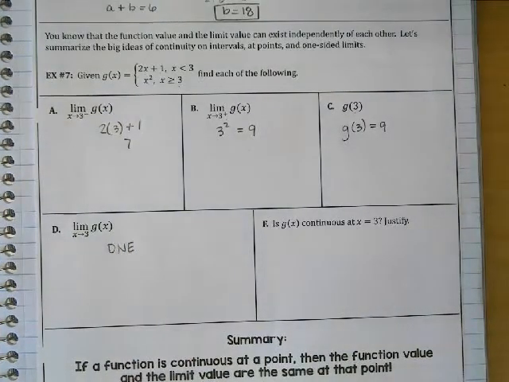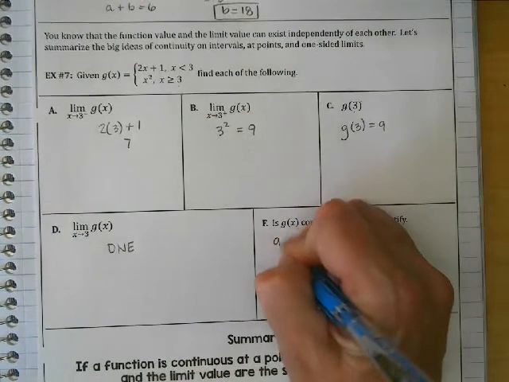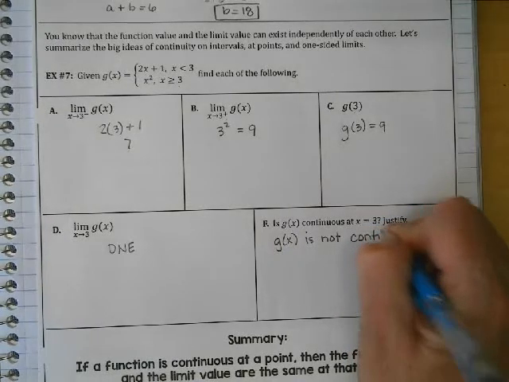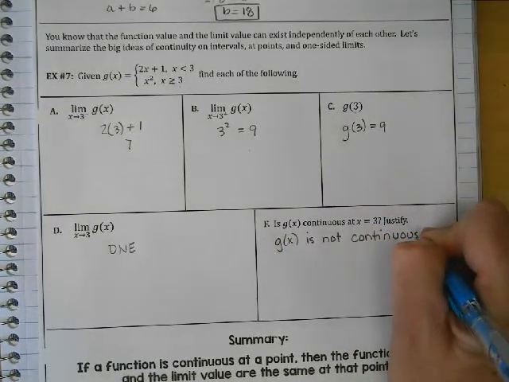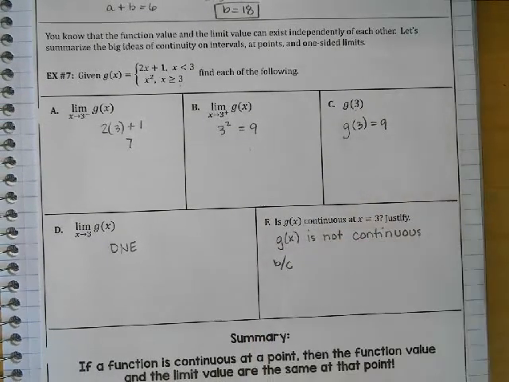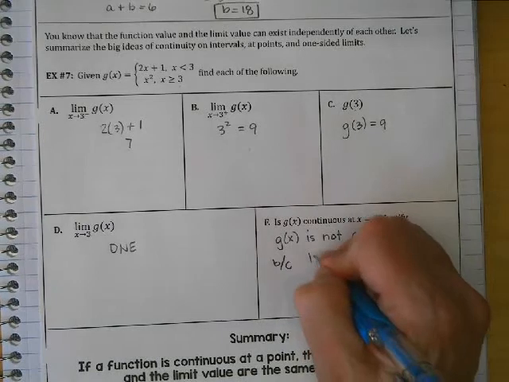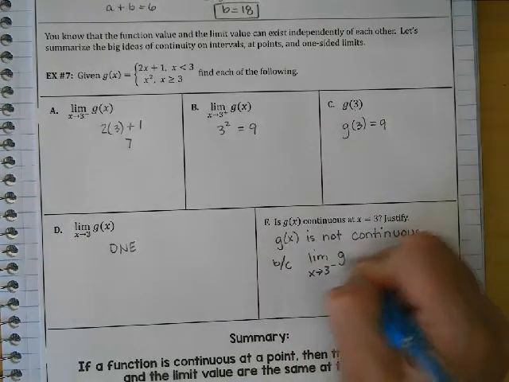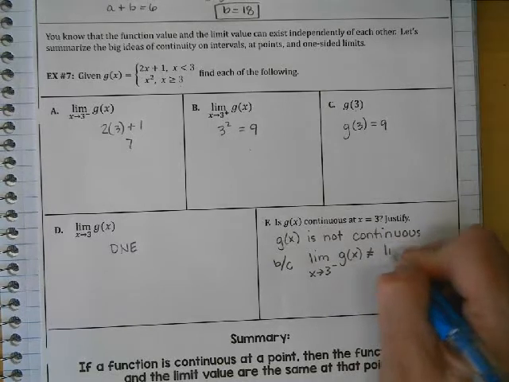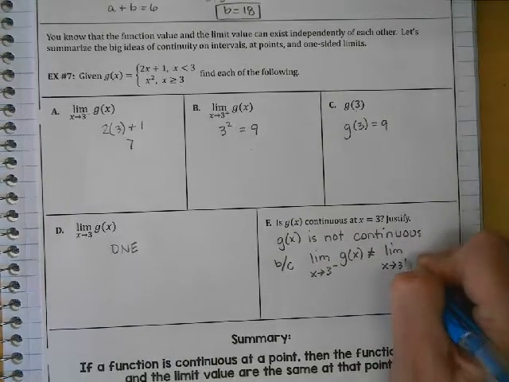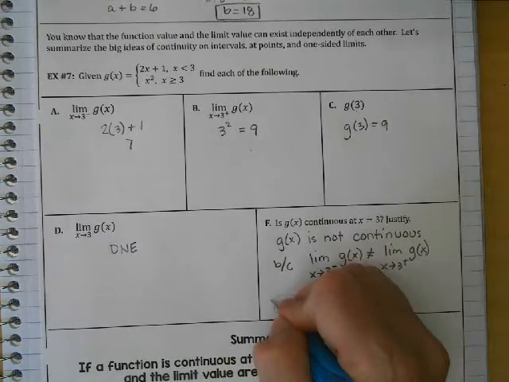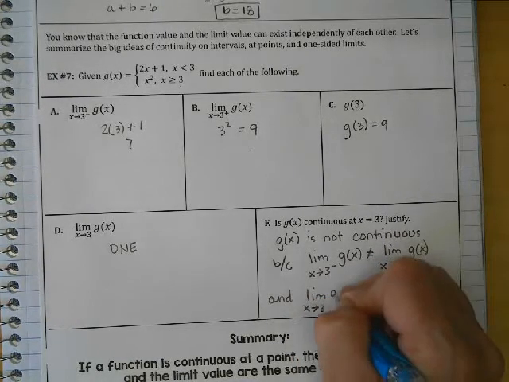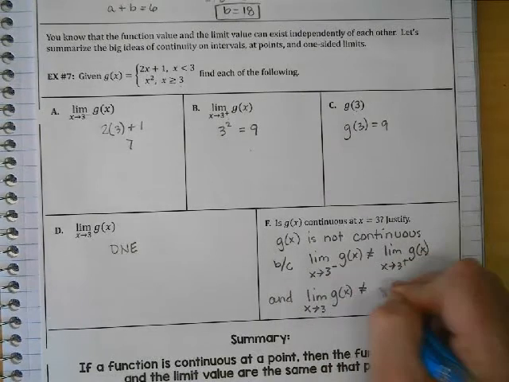Is the function continuous at 3? Nope. So I'm going to say g of x is not continuous, and the reason is because the limit as x approaches 3 from the left does not equal the limit as x approaches 3 from the right, and the limit as x approaches 3 of g of x does not equal g of 3.